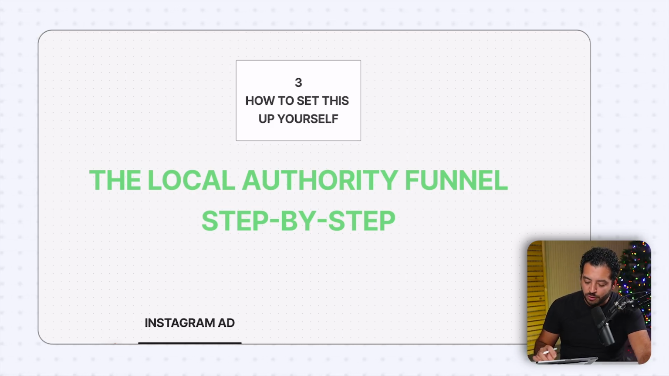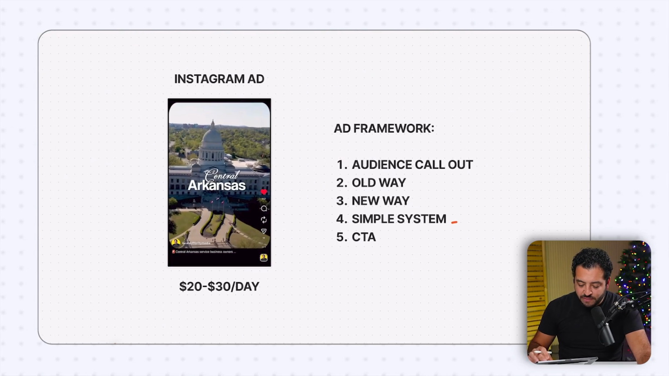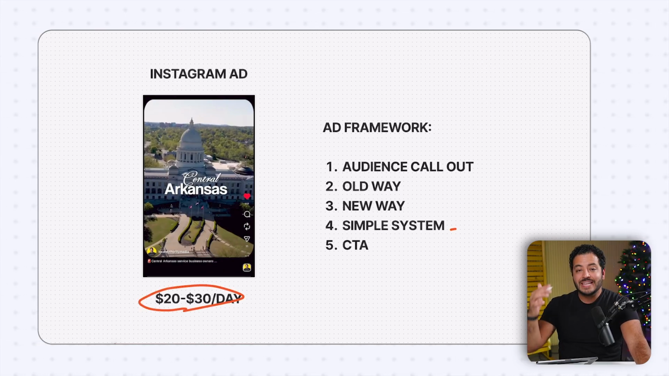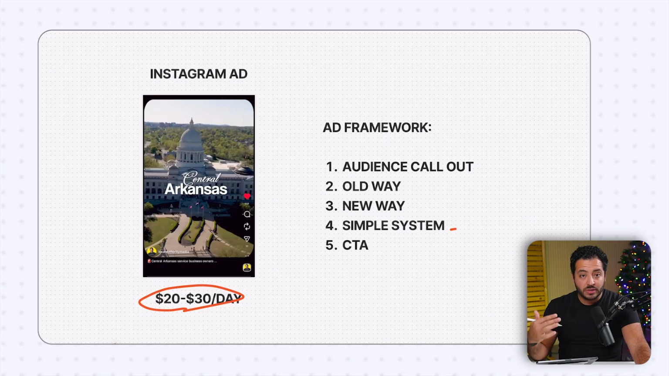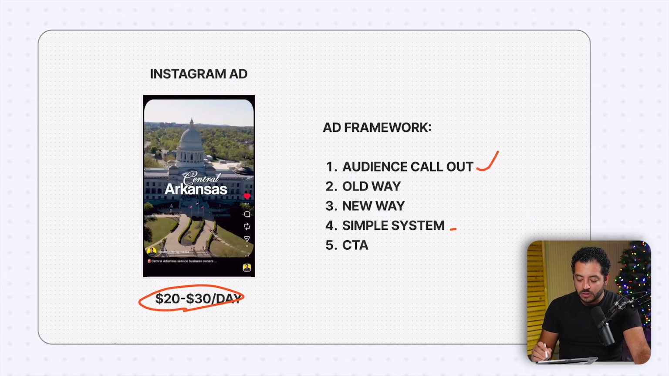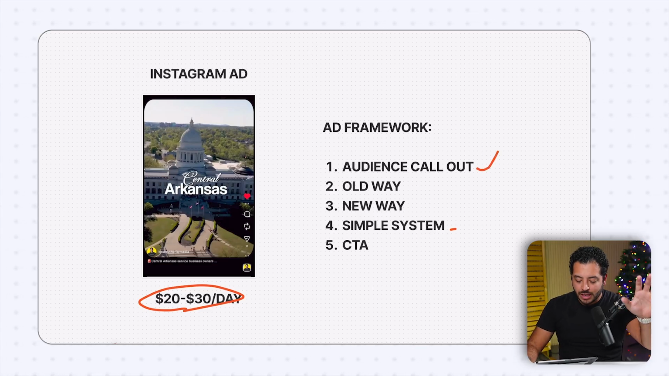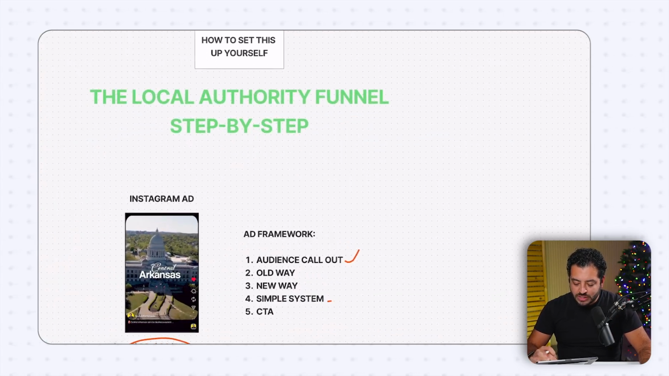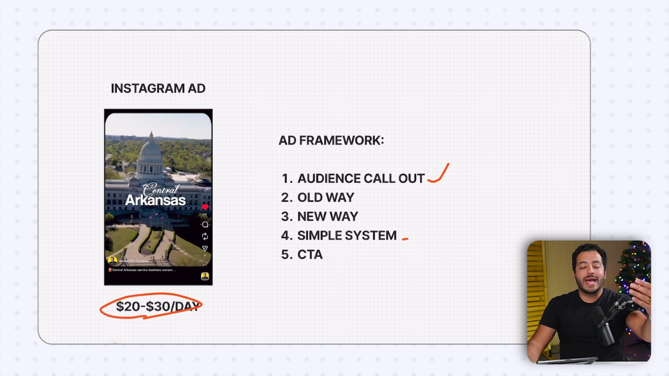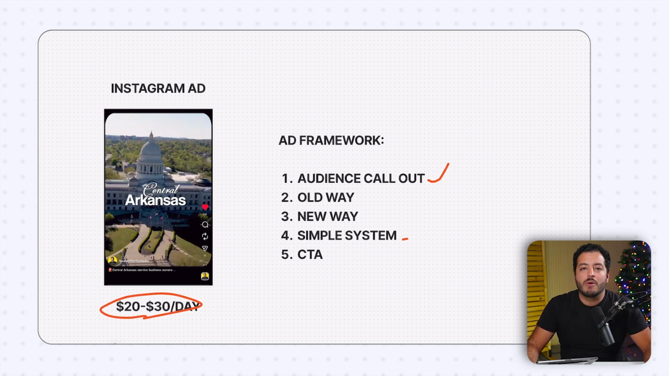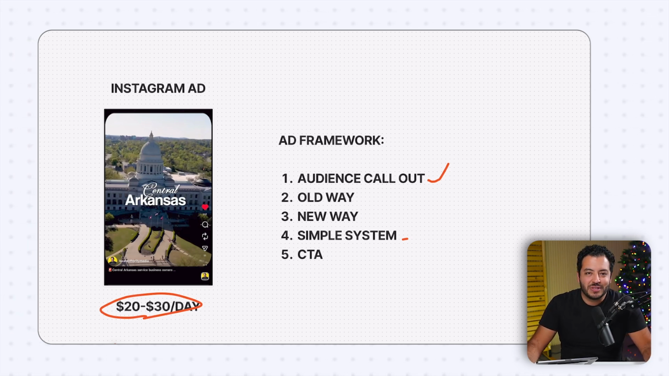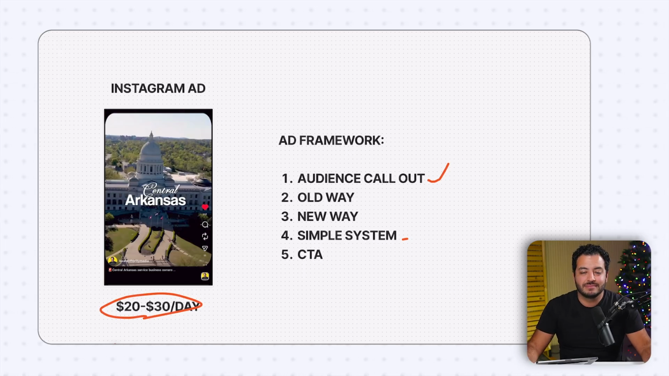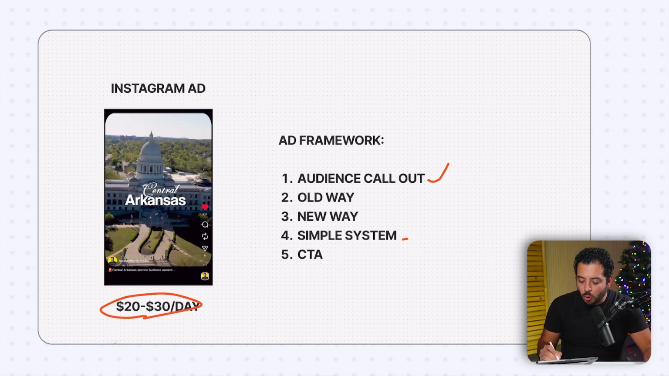So let's talk about the local authority funnel setup. It's very, very simple. As we talked about before, we have the Instagram ad, and we're spending 20 to 30 bucks per day. The framework of that is literally to give an audience call out. So you're saying, hey, if you are, we'll use a roofing company, I think that was the example I gave. So it's like, hey, are you a Dallas homeowner? That's literally the call out. Hey, if you're a homeowner here in Dallas, that's it. And then we jump into the old way versus the new way.